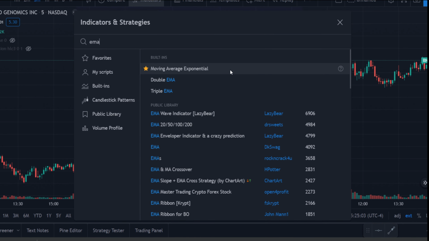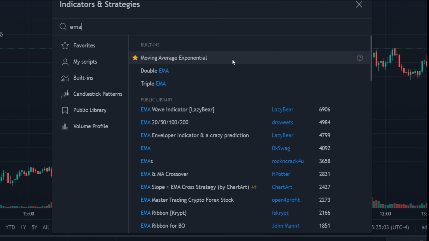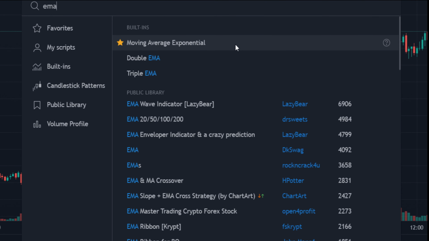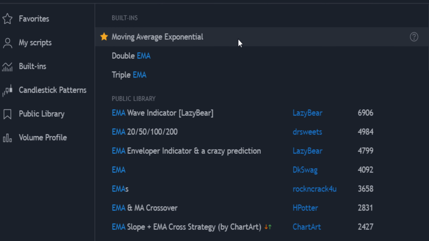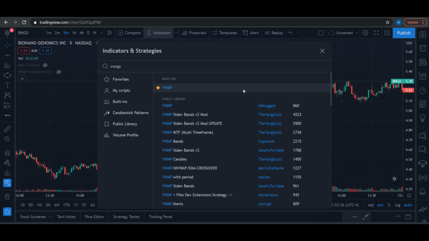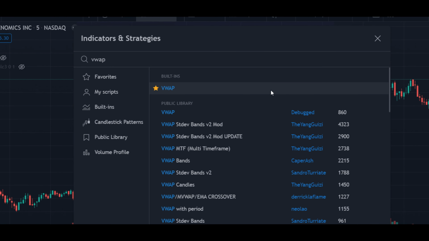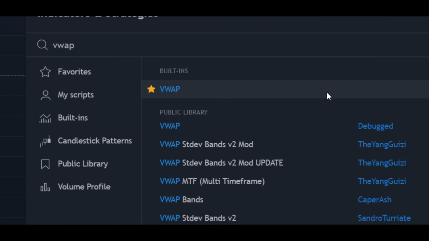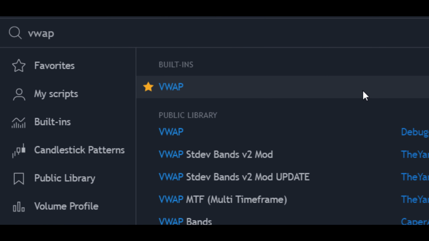First day trading indicator I'm going to use is the EMA. You can type that in, it'll come up right here as the moving average. Click on that and it will add it to your chart. Next indicator I use is the VWAP. Go ahead and type that in and click on that and it will also add it to your chart.